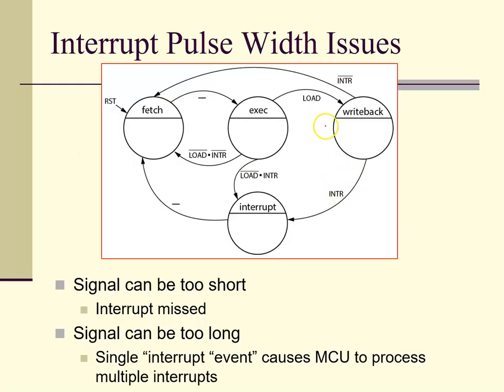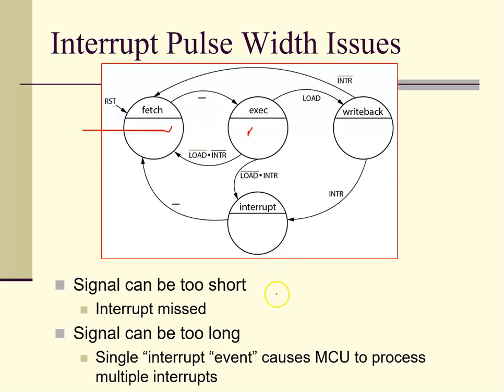So the issue with interrupts is that the interrupt pulse can be too short or it can be too long. The issue with the pulse being too short is that it may turn on in this fetch cycle and then turn off before the end of the execute cycle. If that is the case, I have officially missed that interrupt. That may have been a valid one, but I missed it, and I don't want to miss those interrupts.